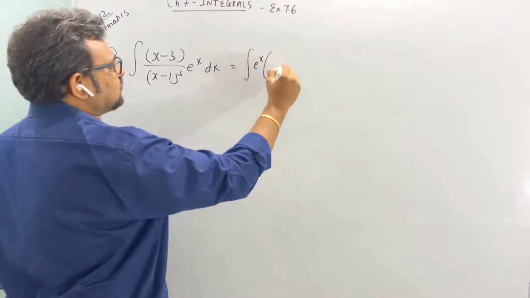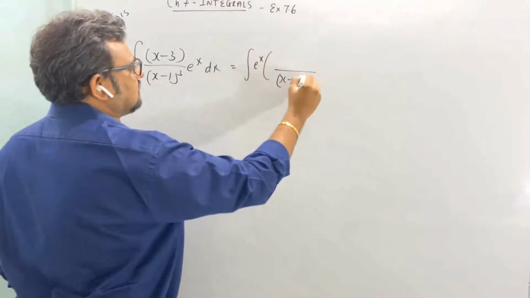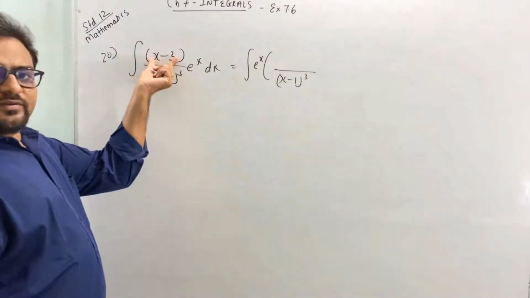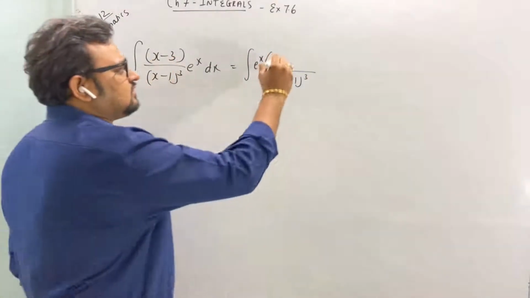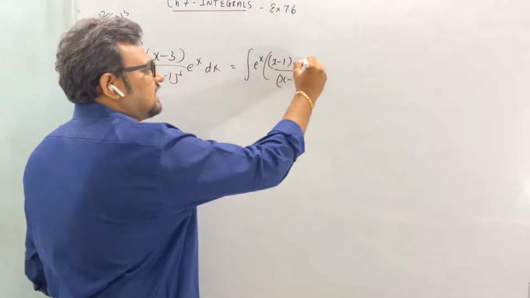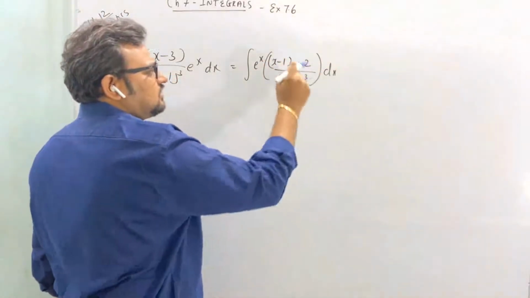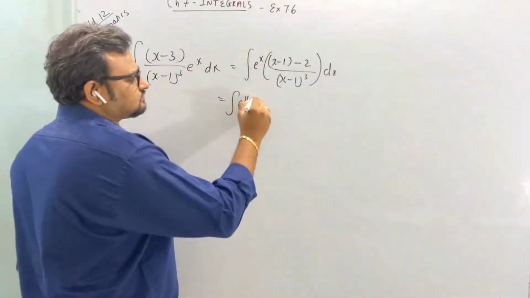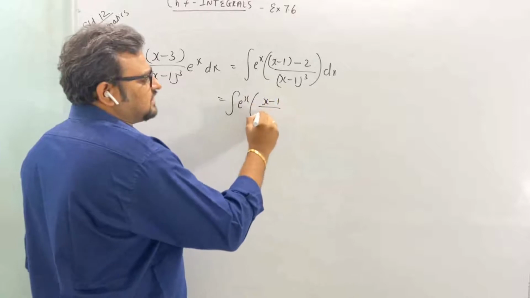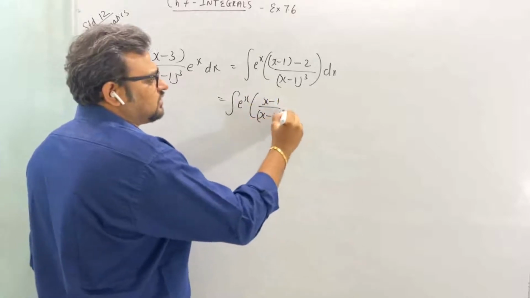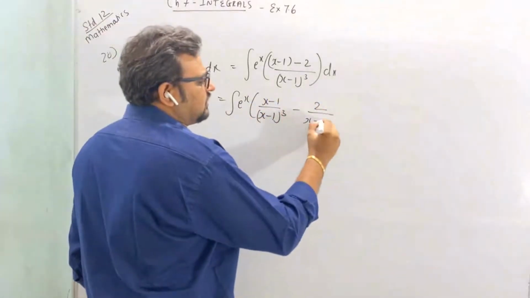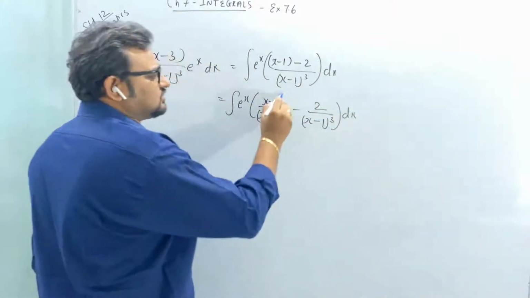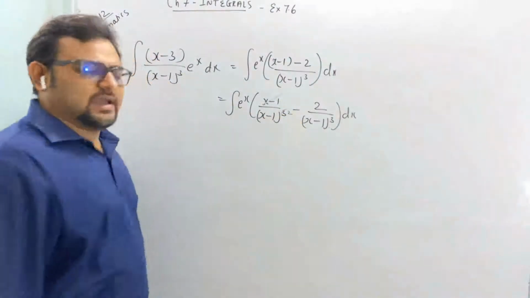Integration of e raised to x, it's x minus 1 cube. So let's split this numerator. Okay, x minus 1 minus 2, right? Clear? Because I want x minus 1. So I will separate it: x minus 1 upon x minus 1 cube minus 2 upon x minus 1 cube dx. So this will get cancelled, it will be square.